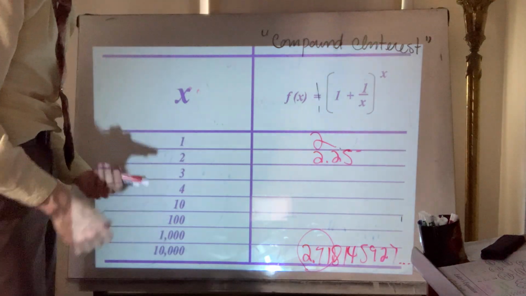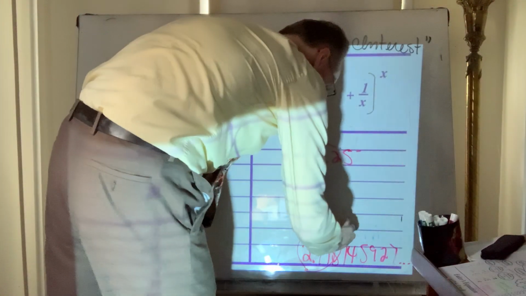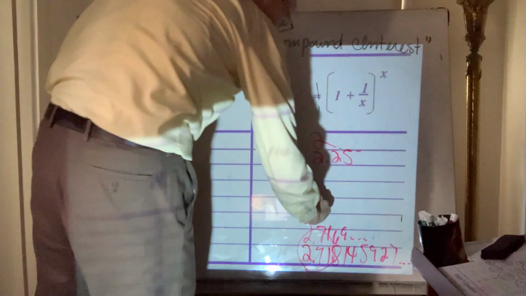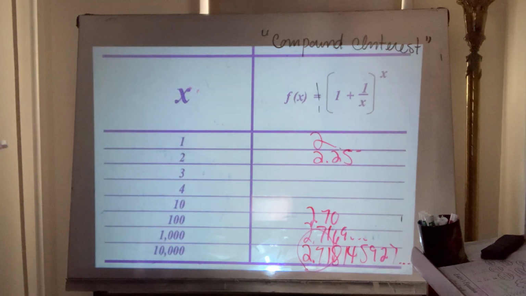As an example, if you put in 1,000, what you will see is 2.7169 something. Just before that, 2.70, you get closer and closer and closer to it, right?